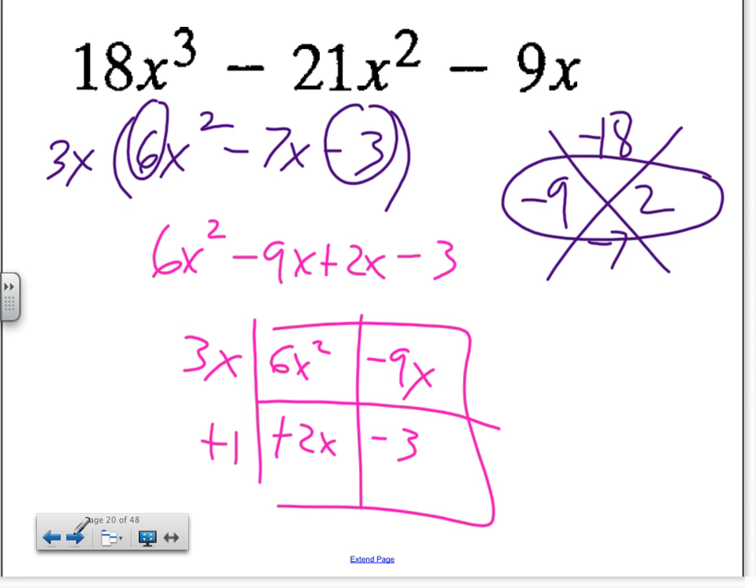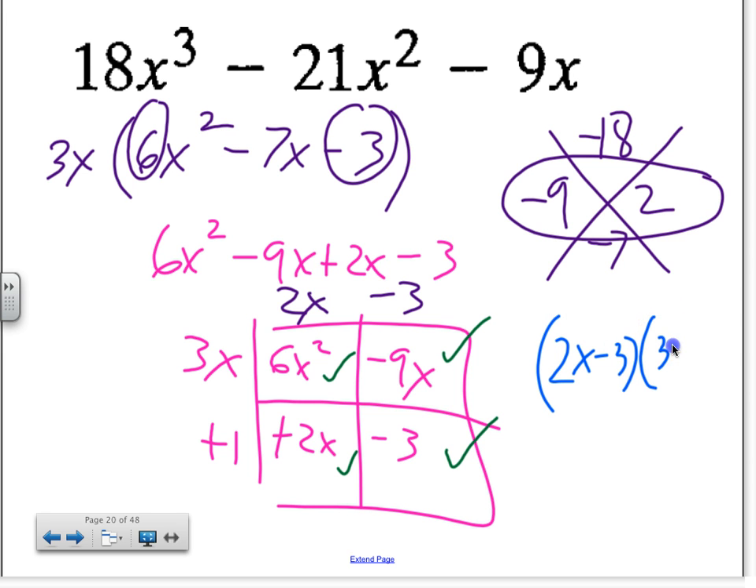Okay? Now, let's continue on here. So 3x times 2x is 6x squared. 3x times negative 3 is negative 9x. So let's test this. I got 2x times 3x to be 6x squared. Good. I got negative 3 times 3x to be negative 9x. Good. 2x times 1 is 2x, and negative 3 times 1 is negative 3. Everything works out perfectly, and I can just write it like this: 2x minus 3 times 3x plus 1, and am I missing something? Yes, with 3x out in the front.